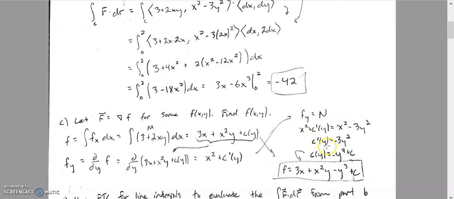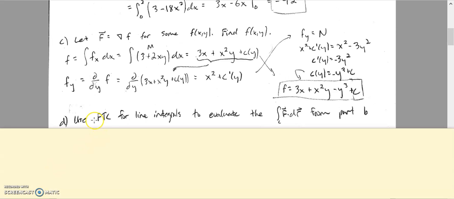The x squareds go away, which gives me c prime of y equals negative 3y squared. And then I can integrate that and get negative y cubed plus a constant. From there, I take this line right here, and I substitute in the c of y that I found. So I get 3x, that's this, x squared y, that's this, and then this gets replaced with minus y cubed plus a constant. So that is how I answer that question.